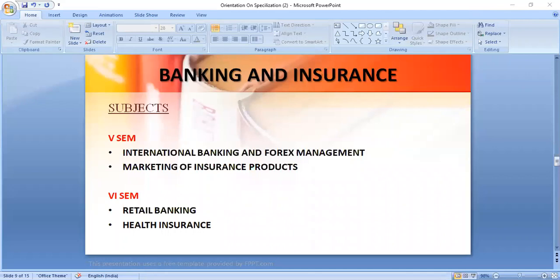Moving on to the 6th semester, you have retail banking and health insurance. Retail banking is the business that is now what we have. We have B2C and B2B businesses that function. So retail banking is specifically B2C. And all of us are part of this retail banking. How do the fundamentals work? What is the mechanism of operating these retail banking products? What are the regulatory influences in retail banking?